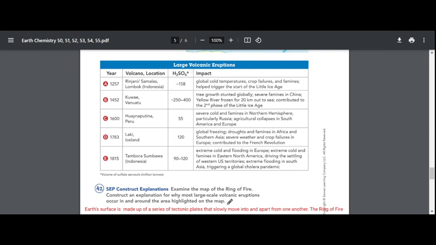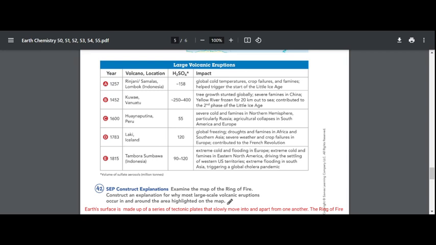So there are some large volcanic eruptions that have taken place in that Ring of Fire. In 1257, in Rinjani, Samalas, Lombok, Indonesia, the large volcanic eruption led to global cold temperatures, crop failures, and famines, and helped trigger the start of the Little Ice Age.